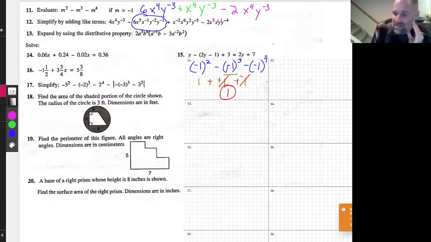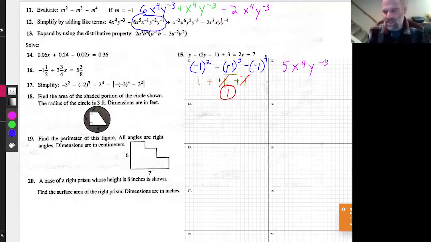So now you can just add them together. So you get 6 plus 1 minus 2. So you end up with 5x to the fourth, y to the negative third.